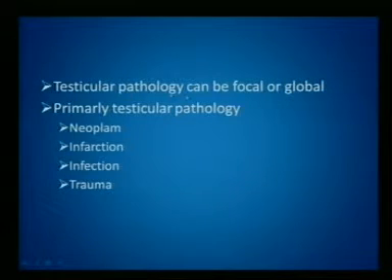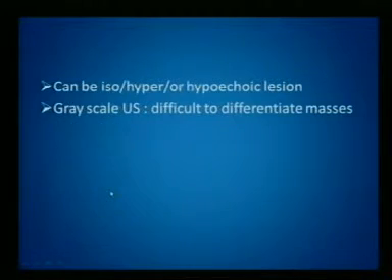Testicular pathology can be neoplastic, infarction, infective, or traumatic in origin. It can be iso-, hyper-, or hypoechoic. On grayscale or real-time ultrasound, it is difficult to differentiate between these four classes of masses.